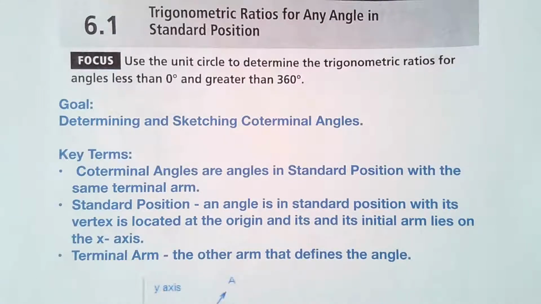We're on to lesson 6 on trigonometry. The first lesson, trigonometric ratios for any angle in standard position. For this specific section, we'll be using the unit circle to determine the trigonometric ratios for angles less than 0 and greater than 360 degrees.